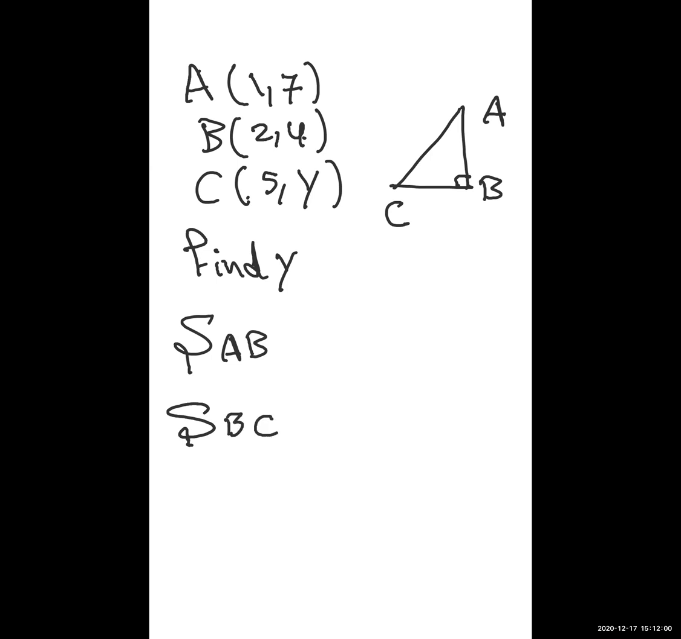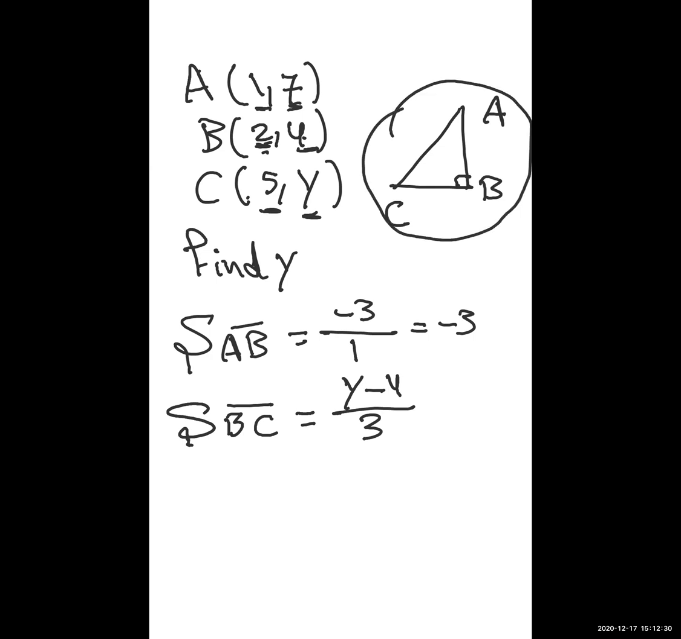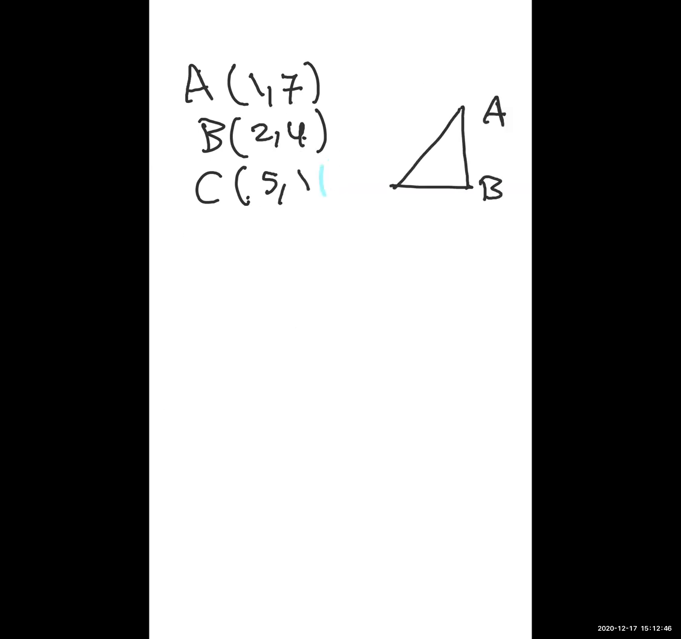First, the slope for AB equals 4 minus 7, negative 3, over 2 minus 1, which is 1, so it equals negative 3. Then the slope for BC equals y minus 4 over 5 minus 2, which means 3. They are perpendicular, so the slope for AB times the slope for BC equals negative 1. So simply, if I multiply the two slopes, I will clear this part on the board so that we can continue.